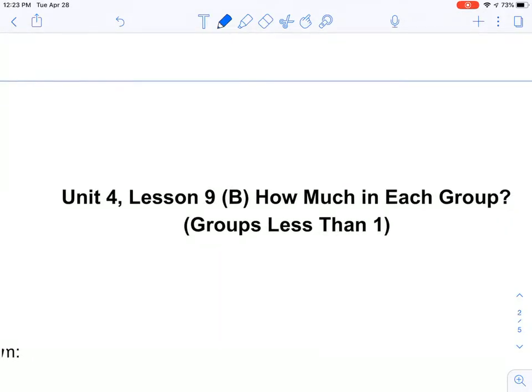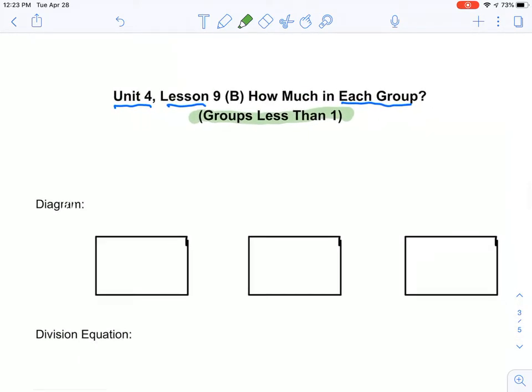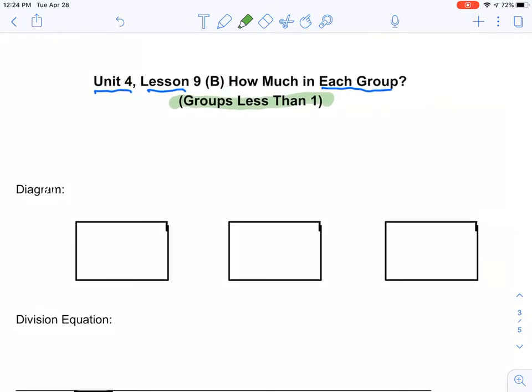Hello everybody, welcome back. Today we're going to be working on Unit 4, Lesson 9, how much is in each group. Now it's kind of a continuation of what we've been learning, but this time we're going to be focusing in on groups that are less than 1. So let's take a look at these three groups right here. Obviously it's not less than 1 because we have 1, 2, 3 groups.